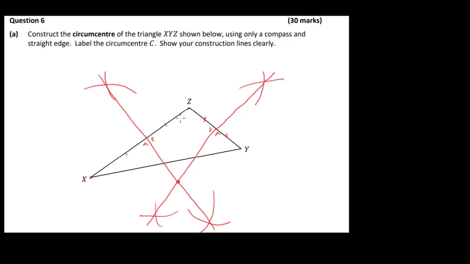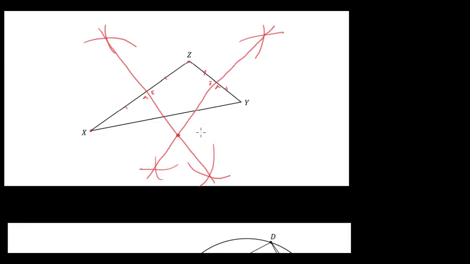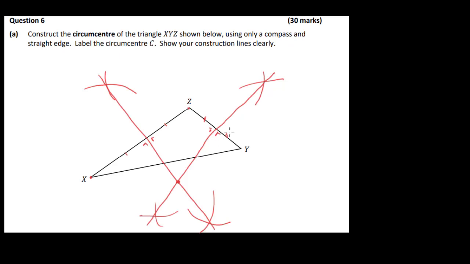Okay, so that's part one. It says label the circumcenter as well, by the way, so make sure you do that. So label it C, show your construction lines clearly. So that would mean you would need to show these arcs and these perpendicular bisectors as well.